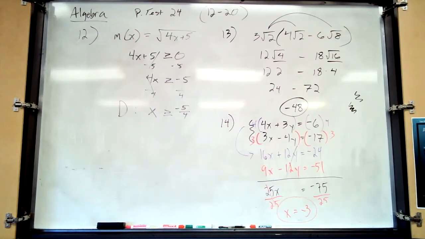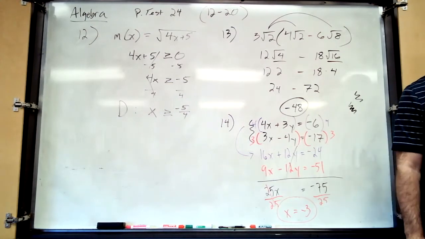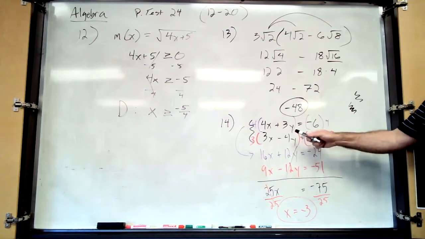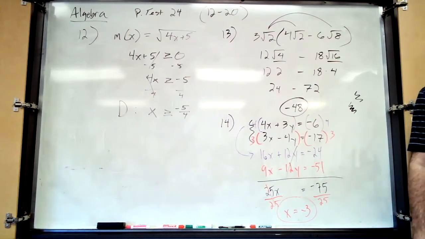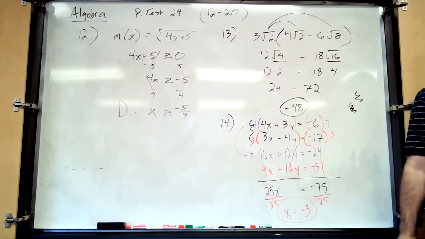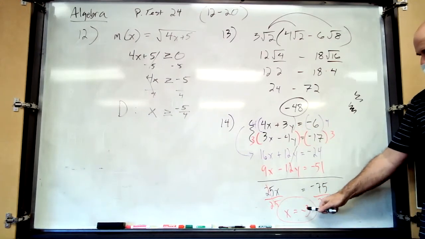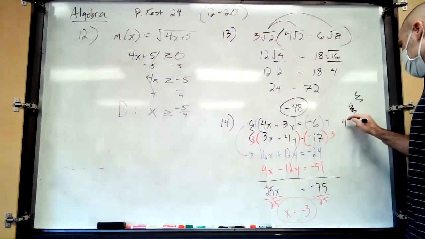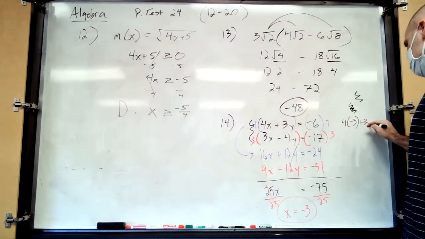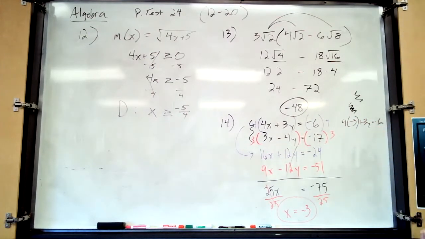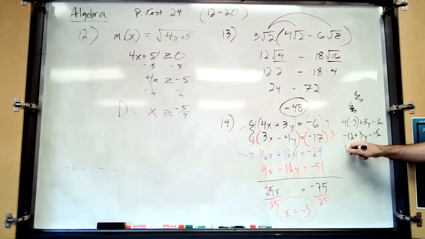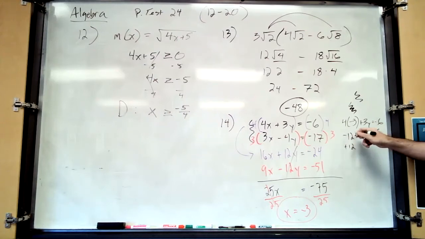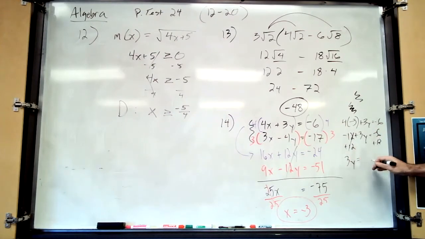Now finding y in this case is a little bit more complicated. So you have 4 choices of what to plug that into to find y. I'm just going to pick this top equation here, plug -3 in for x. Okay, so I get 4 times -3 plus 3y equals -6, so I get -12 plus 3y equals -6. Add 12, 3y equals +6, y equals 2.